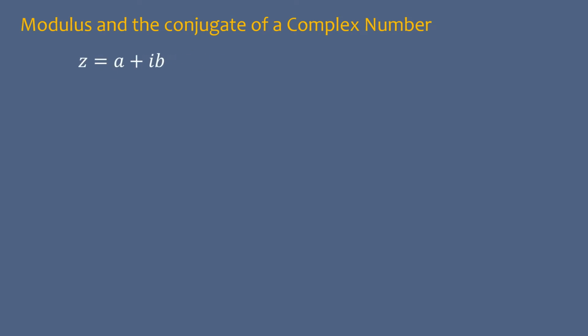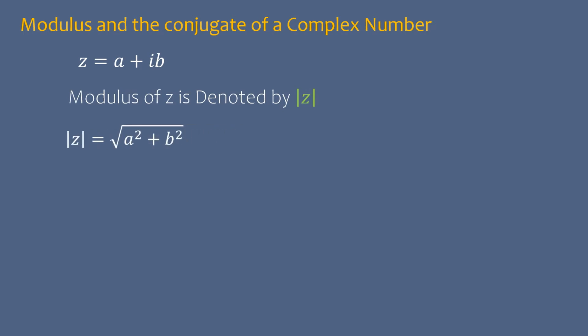Let z equal to a plus ib be a complex number. Then the modulus of z is denoted by mod z and it is equal to root of a square plus b square. And the conjugate of z is denoted by z bar and is equal to a minus ib. Only the sign of the imaginary part will be changed. So this is how we calculate the conjugate and modulus of a given complex number. Let us have a look at a few examples so that we can understand it better.